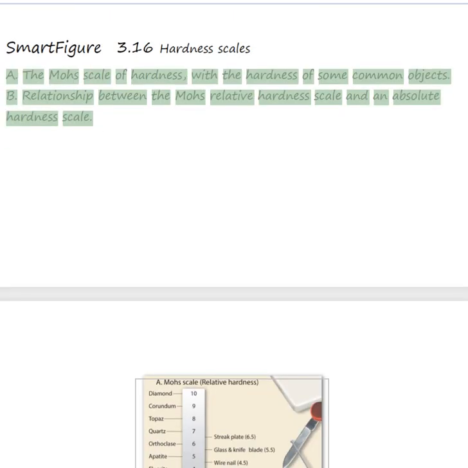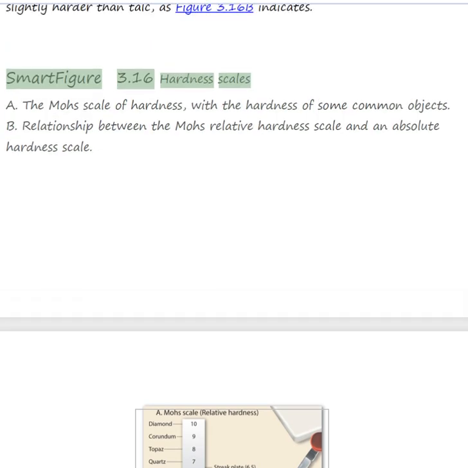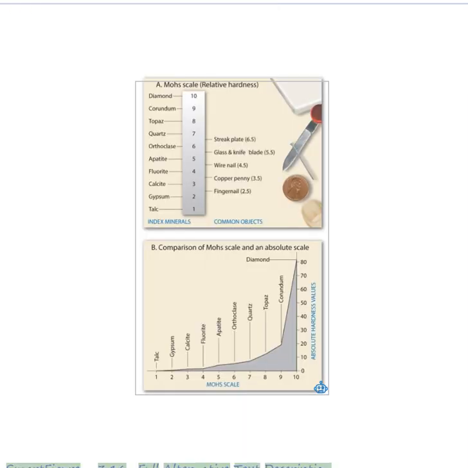A. The Mohs scale of hardness, with the hardness of some common objects. B. Relationship between the Mohs relative hardness scale and an absolute hardness scale. Smart Figure 3.16 Hardness scales.